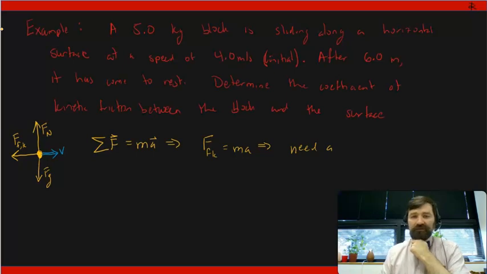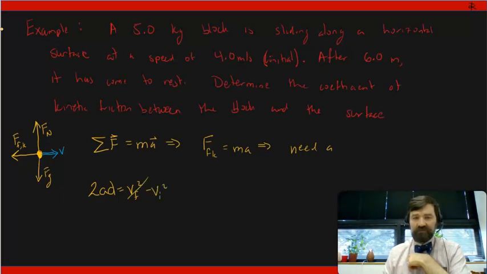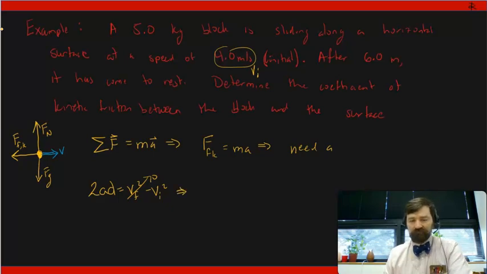All right, well, to get the acceleration, we use some kinematics. So we know that 2a times d is v final squared minus v initial squared. Final speed is 0. The initial speed is given as 4 meters per second. So this is v initial. Okay, that means in turn that the acceleration is negative v initial squared over 2d.